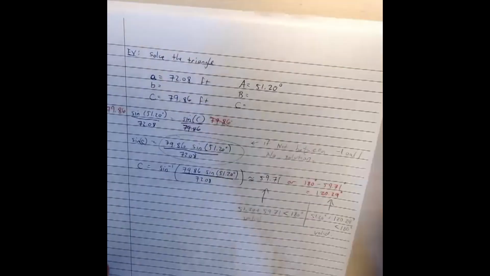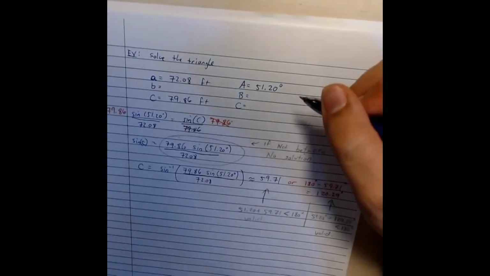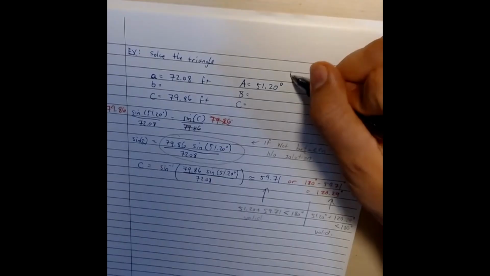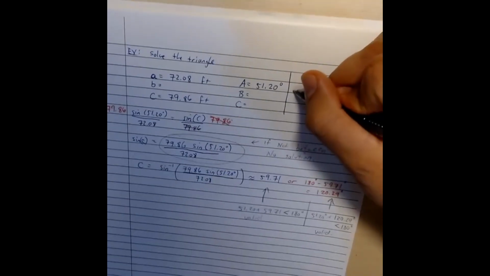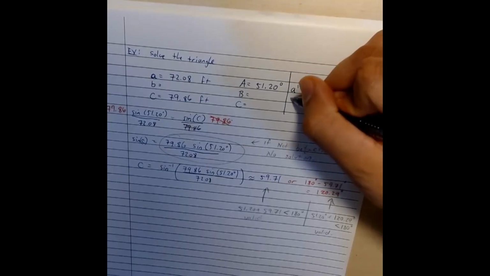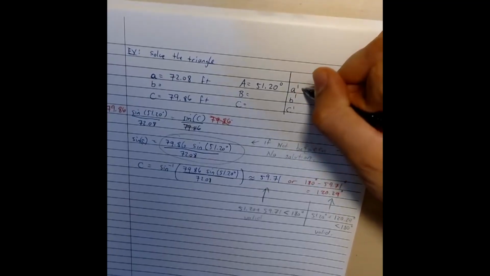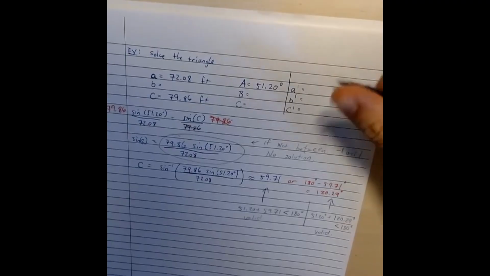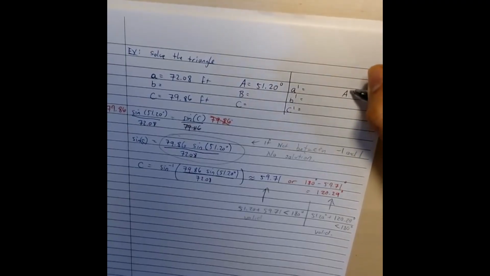The way this book does it is it writes two solutions like this. They say, okay, that'll be our first solution there. Our second solution, they call it A prime, B prime, C prime. They put a little tick mark above it just to be able to distinguish between the first answer and the second answer.